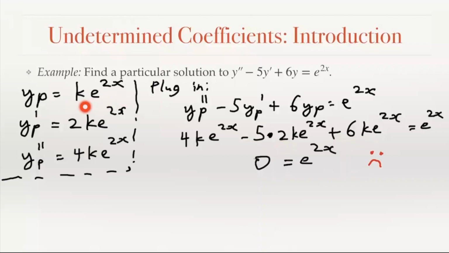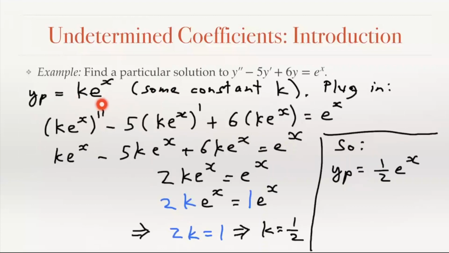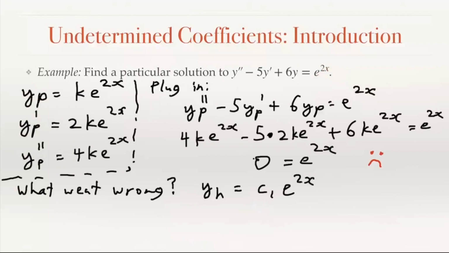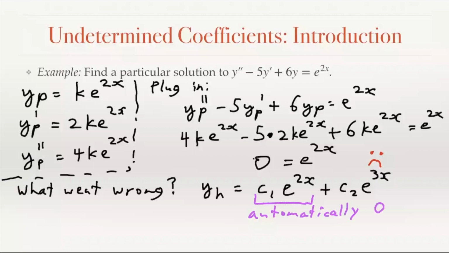What went wrong? Why was this different from this? The only thing that we changed was e to the x on the right-hand side to e to the 2x. So what went wrong? Well, recall that y_h was c1 e to the 2x plus c2 e to the 3x. And that means that any scalar multiple of e to the 2x is automatically 0 after we plug into the left-hand side.